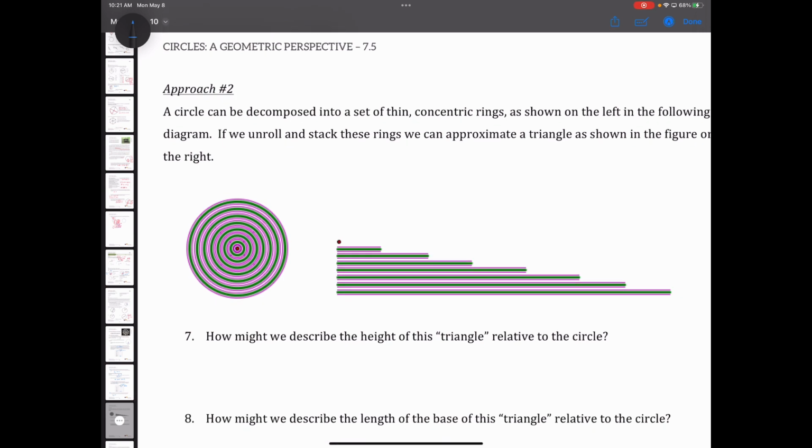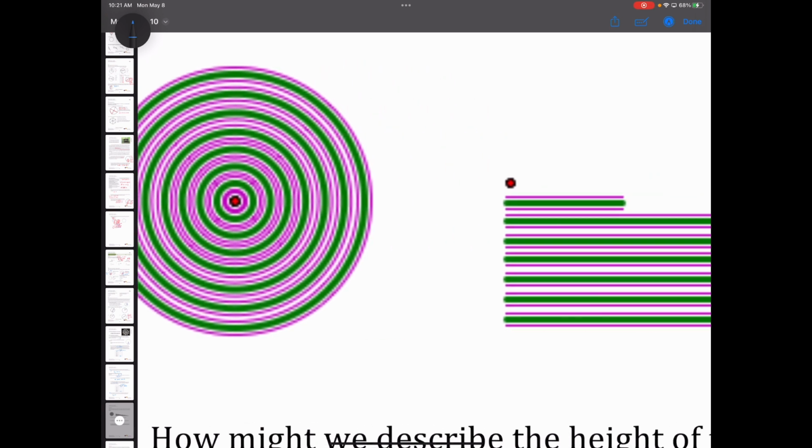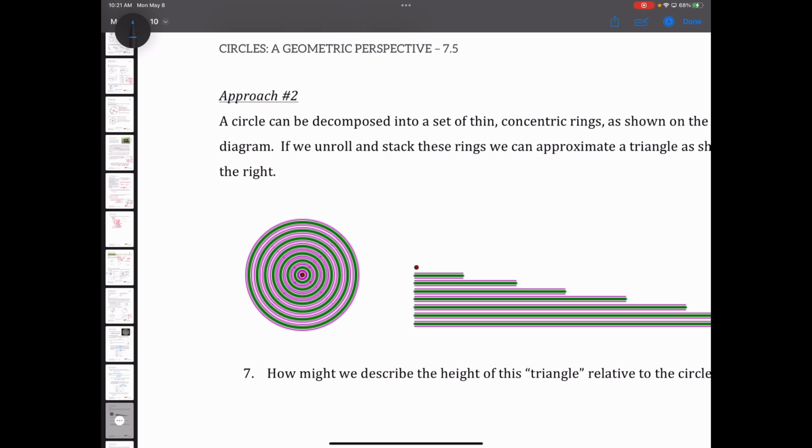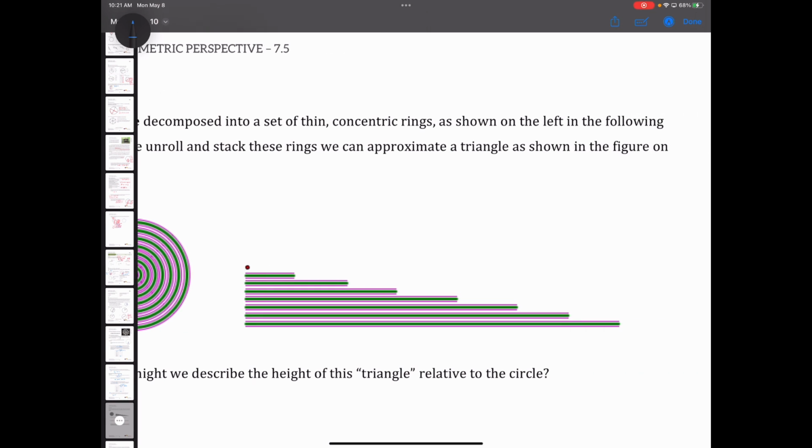Okay. A circle can be decomposed into a set of thin concentric rings. So if we built a circle with a whole bunch of rings, and then we went ahead and laid these rings unrolled and stacked on top of each other, what kind of shape do we start seeing? A staircase? A bar graph. We also kind of see a triangle, right? And if these rings were thinner and thinner and thinner, we would get closer and closer to a perfect triangular shape.